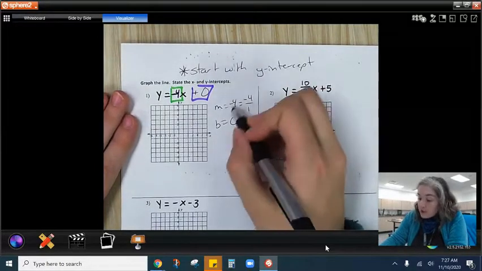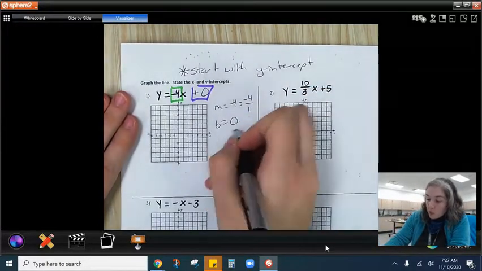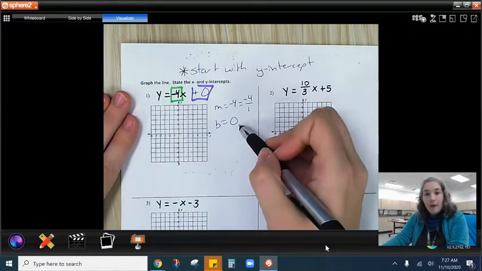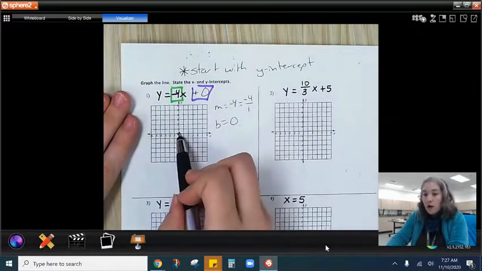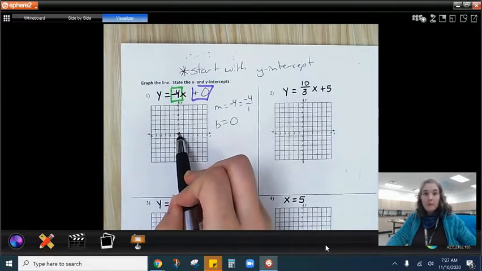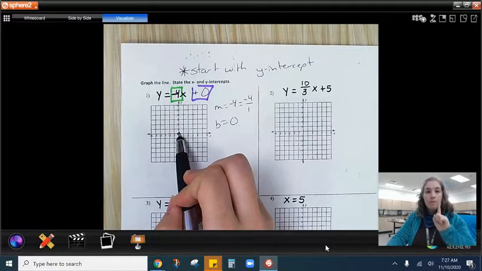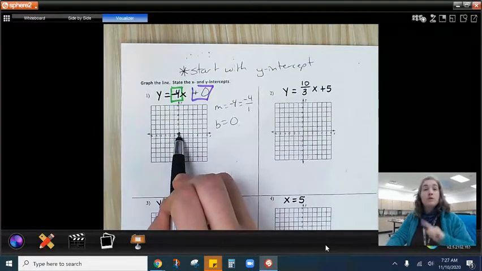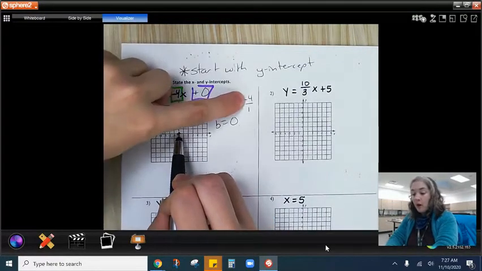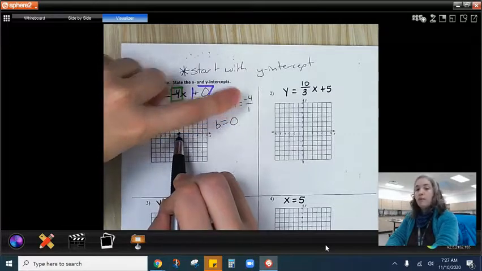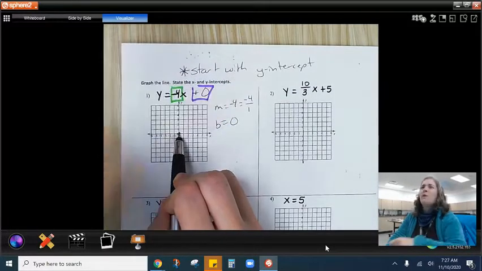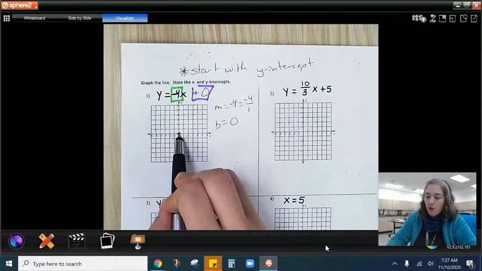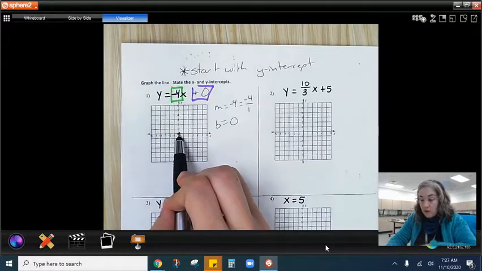So for this guy, I am starting with my y-intercept. Well, my y-intercept is 0, so I'm going to put a point here at 0. That's where I'm starting. Now, don't move your pencil or your pen or whatever your writing instrument is. You leave it there. The slope tells us how to move. Well, slope is this -4 over 1. Remember, it's rise over run. So I'm going to rise -4. Well, wait a second. How do I rise -4? That means I go down 4.